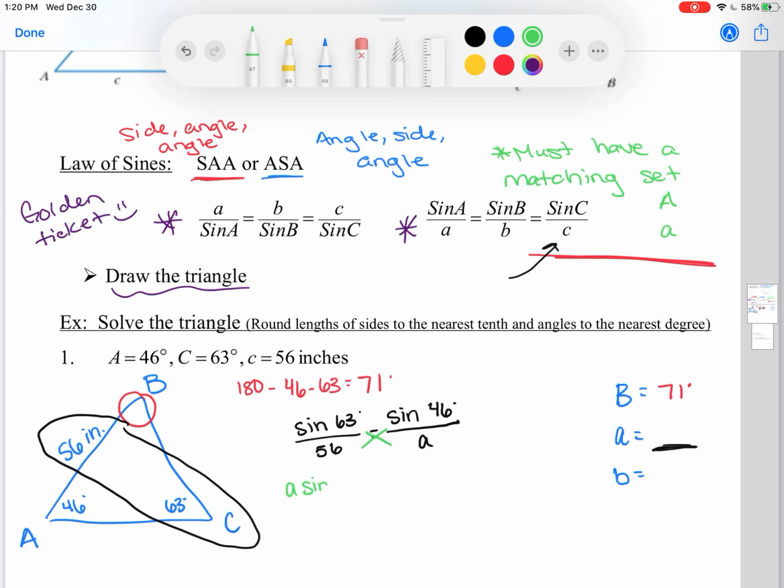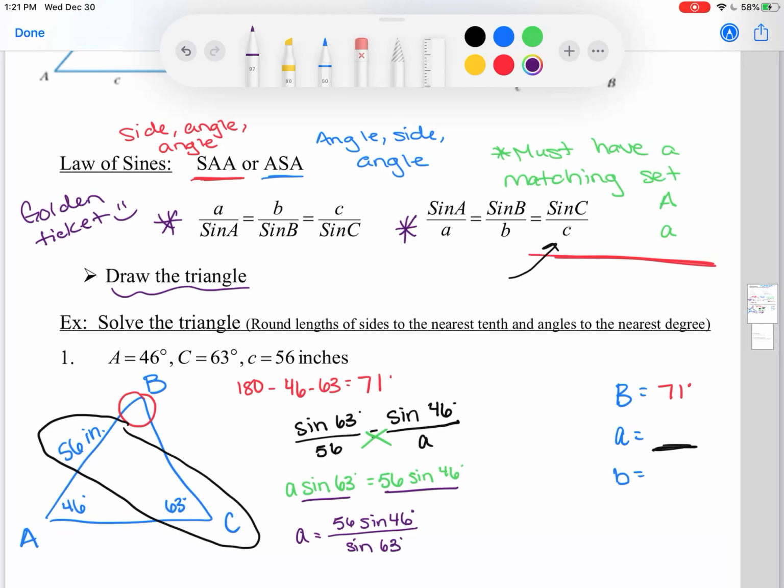That gives me A sine of 63 degrees equals, and 56 is going to go out front, 56 sine of 46 degrees. Again, our goal is to solve for A here. So I'm going to divide both sides by sine of 63 degrees. All right, now pay close attention to what happens here. We get A equals 56 sine of 46. That's still staying in the numerator. Now it is getting divided by sine of 63 degrees.